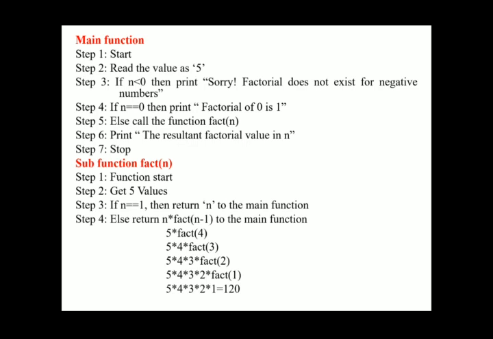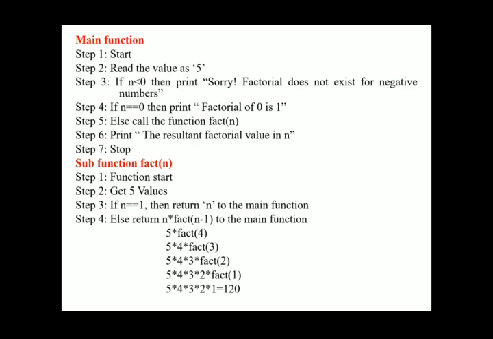It is called again with the current value as 4. So again it checks the condition 4 equal to 1, it becomes false, so it goes to step 4. So the previous value 5 will be there, so 5 into the current value of n, which contains 4, into fact of 3, that is n minus 1. So again the fact function is called with the value 3 and the process is repeated.